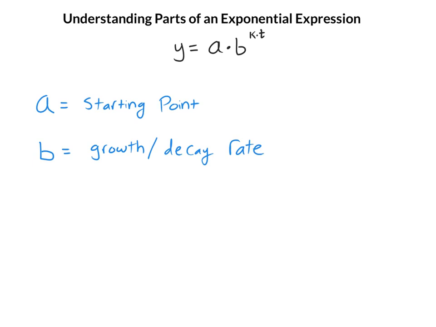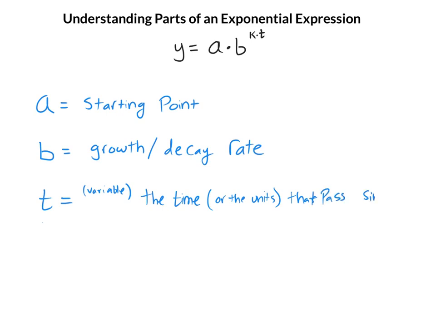We're going to talk about t. T generally, and some people call this variable n, is actually the variable. This is the thing that is changing over time. So I'm going to say this is the variable, kind of like the x of the equation. And t typically represents the time or the units that pass since the start.